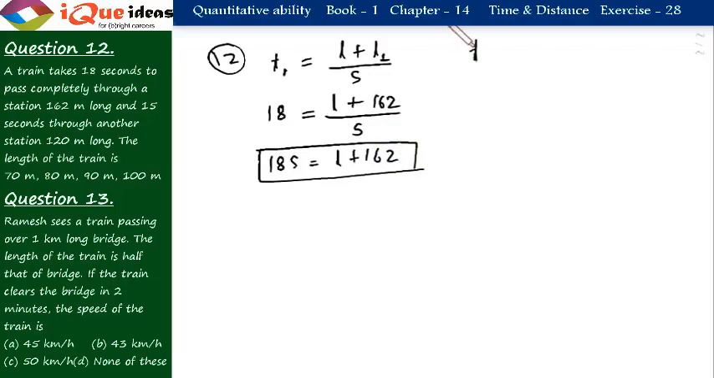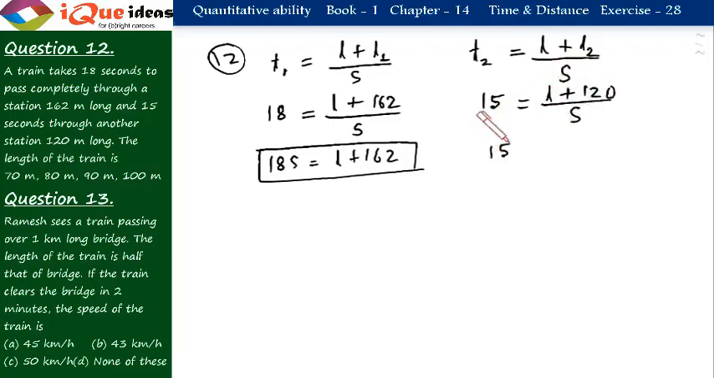Similarly, for the second station, the second time T2 is equal to the length of the train plus the length of the second platform, L2, divided by speed S. The second time is 15 seconds. So 15 is equal to L plus 120 divided by S. So from here we get 15S equals L plus 120. So these are two equations and two variables, S and L. We simply subtract the second equation from the first equation.